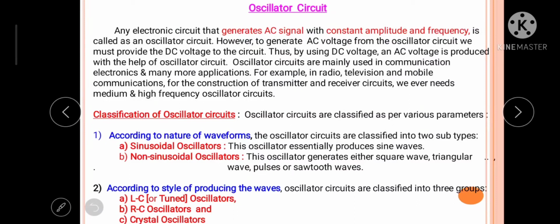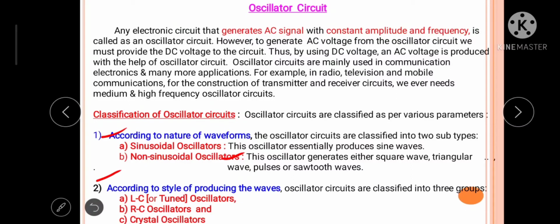They can be classified according to the nature of waveforms, according to the style of producing the waveforms, according to the range of frequency and various parameters. So first, according to the nature of waveforms, the oscillator circuits are classified into two subtypes. First is sinusoidal oscillators. This oscillator essentially generates sine waves only. And second is non-sinusoidal oscillators. This oscillator generates either square wave, triangular wave, pulse wave or sawtooth waveforms.